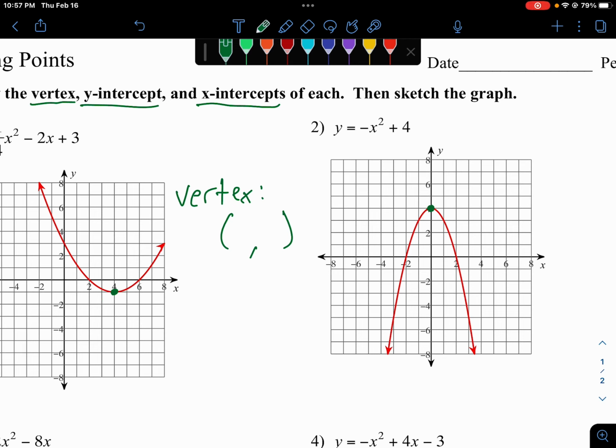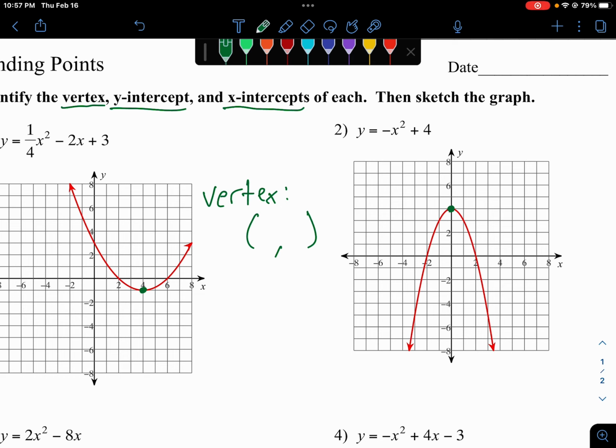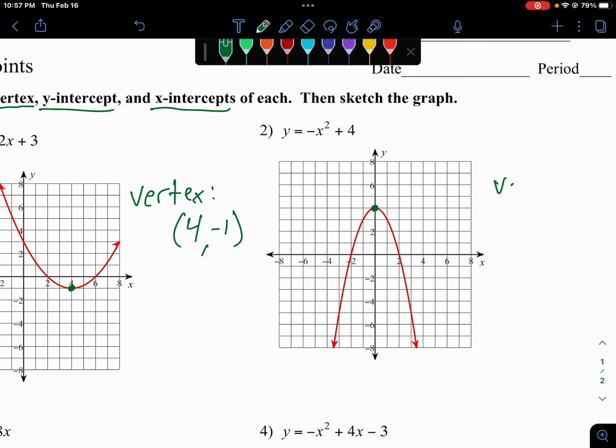All right. So on number one, the vertex is from the middle, right? You're going over 4 and down 1. So it's over 4 and down 1. So 4, -1, right? You go left and right first, and then up and down second. All right? So that's the vertex there. The vertex in number 2 is you're still at 0, so you're not moving at all, but you're going up 4. So that's the vertex on number 2. So remember, the vertex is the lowest point or the highest point on the graph.